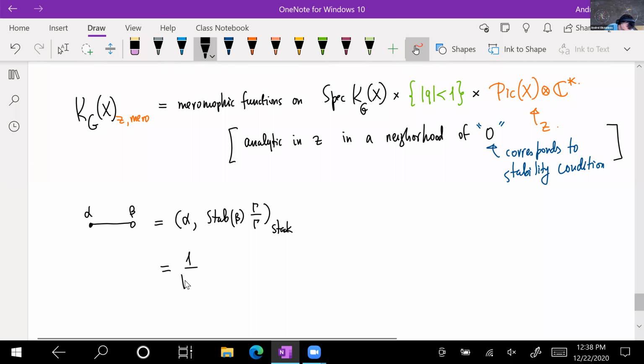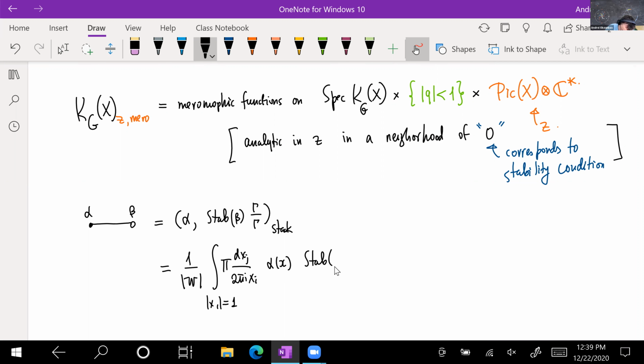The pairing on the stack is just an integral, so it's an integral over, maybe 1 over the Weyl group. So let's say the integral over all x's with absolute value 1, and then dx_j over 2 pi i x_j, and then you put your class of alpha of x, and then stab beta of x, and then there's a gamma over gamma, this sort of thing.